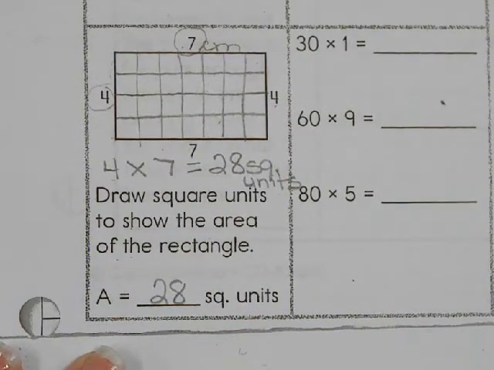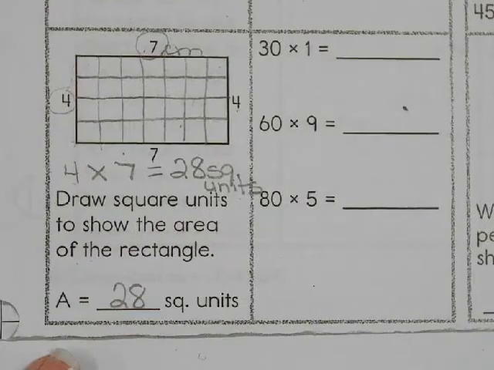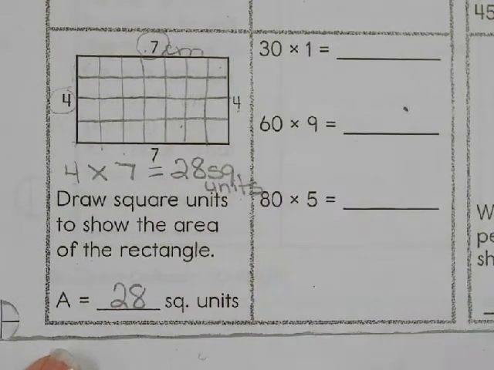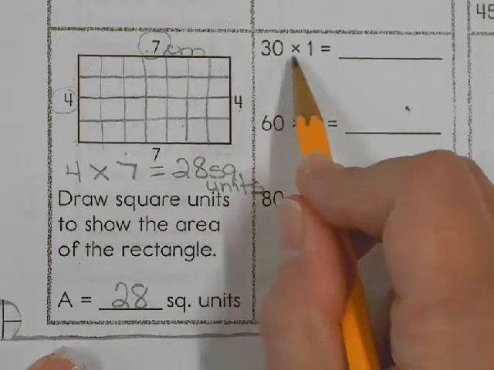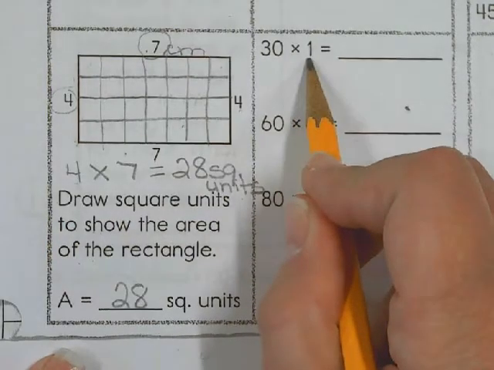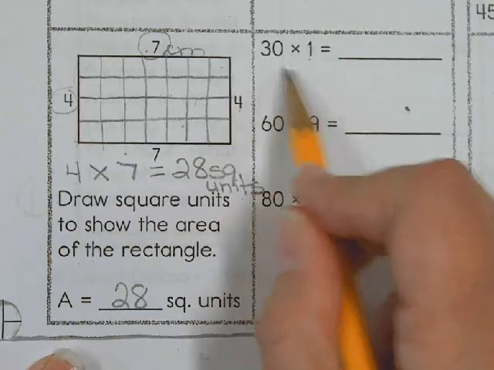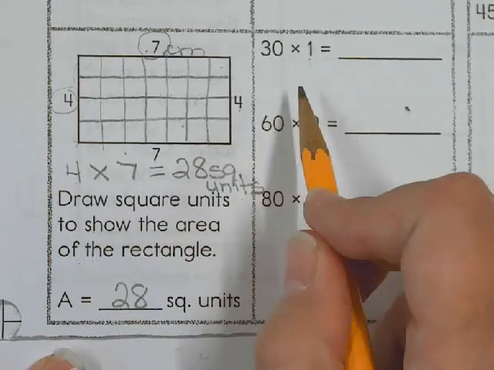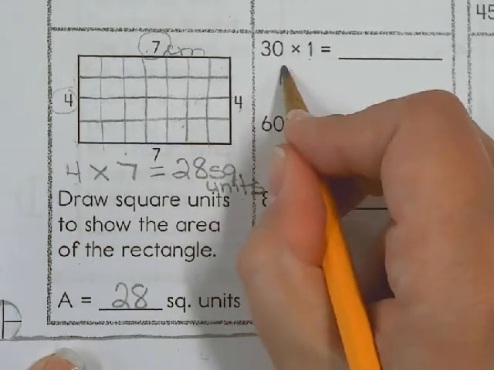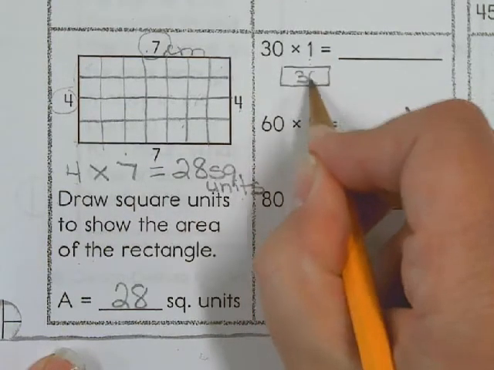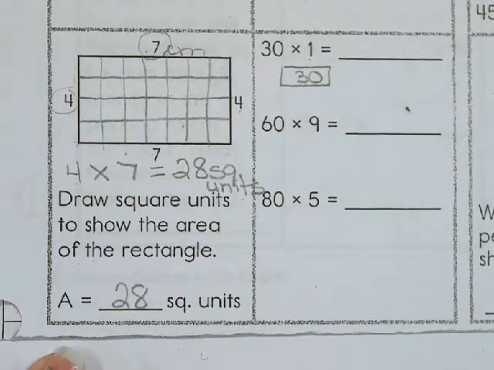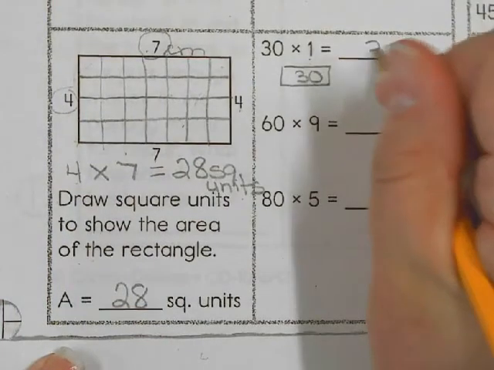So now let's take a look at our multiplication sentences or equations here. We have 30 groups of 1, or we can use our understanding of the commutative property and switch these. We could have one group of 30. So if I were to draw myself a model, a bar diagram, I'd have one group with 30 in that group. So one group of 30 is 30.